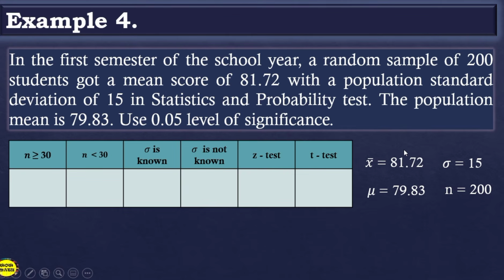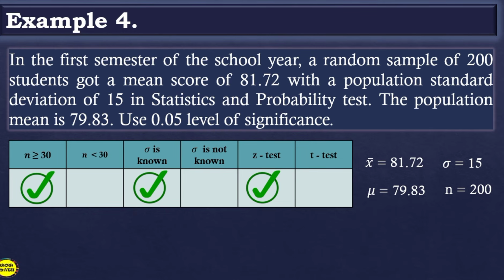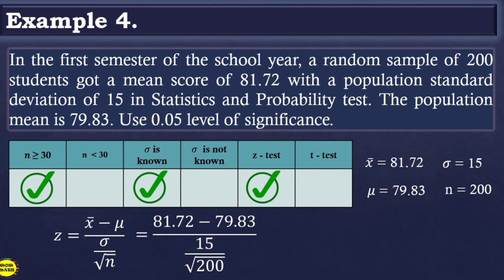So, check natin. Yung sample size natin is greater than 30. And given yung population standard deviation, so therefore, ito ay Z-test. Kagaya rin ng example number 3 natin. So, using the formula, to compute the Z value, substitute all the given values in the formula and then simplify. So, 81.72 minus 79.83 divided by 15 over the square root of 200. And the computed Z value is 1.783.